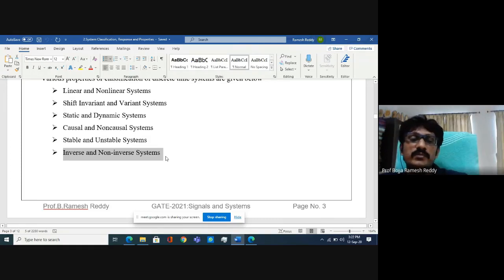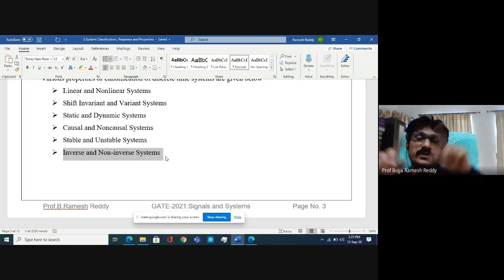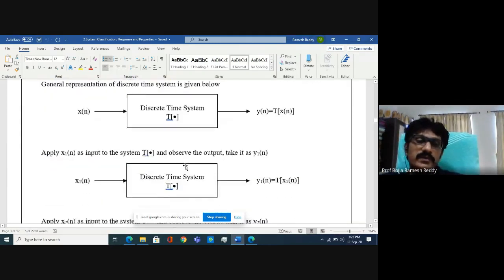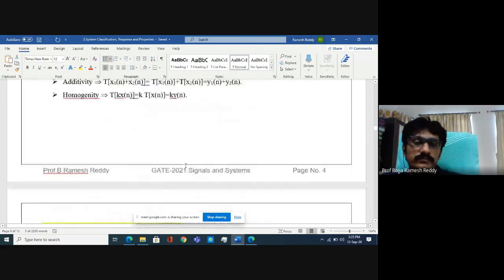The concept of inverse system is: if for the original system the input is x of n and the output is y of n, design one more system to produce x of n by taking input as y of n. That means the output of the first system may be connected as input to the second system to get the original input. If that is possible, then the second system is called the inverse of the first system, or the first system is called the inverse of the second system, vice versa. All these properties are very important.